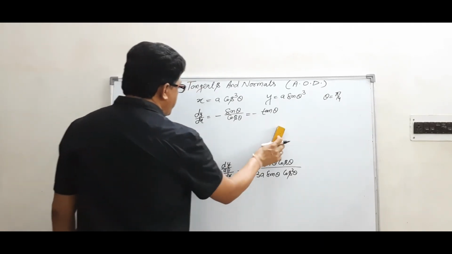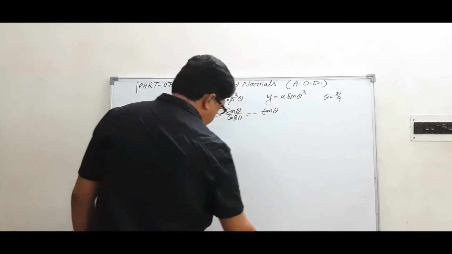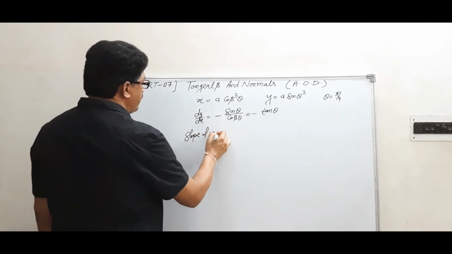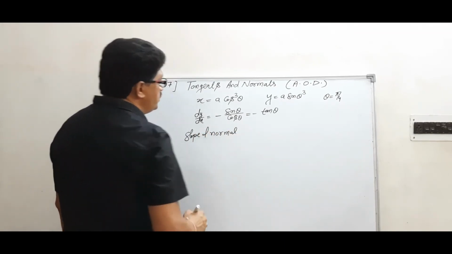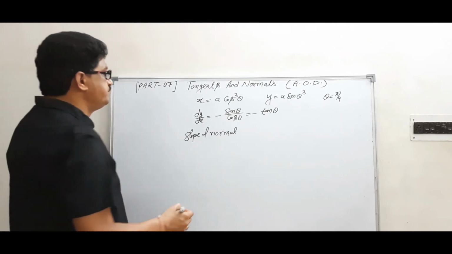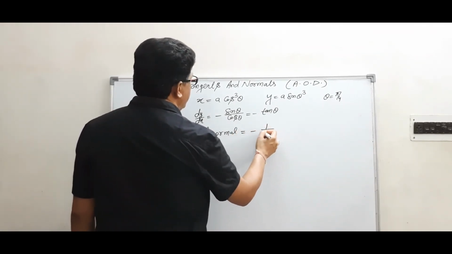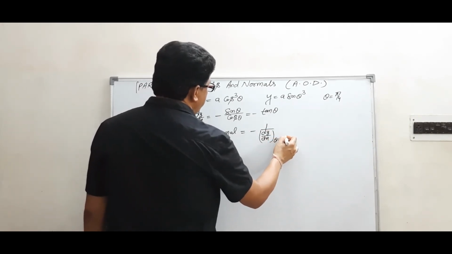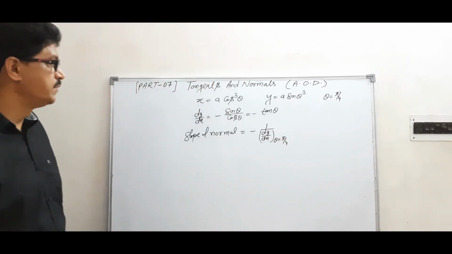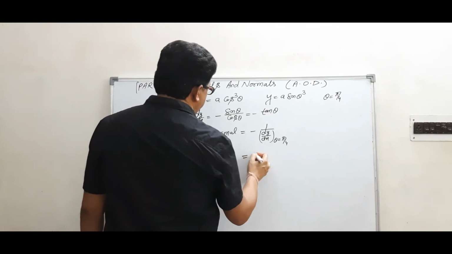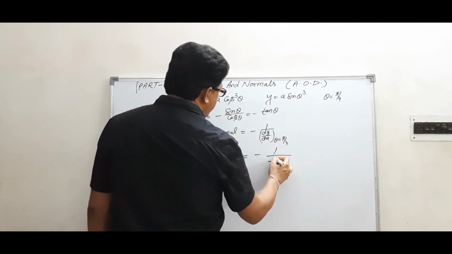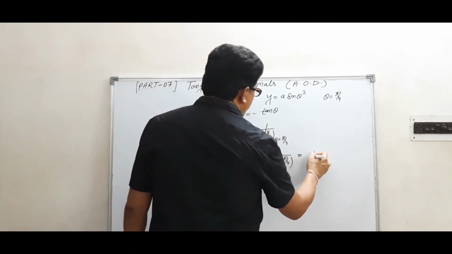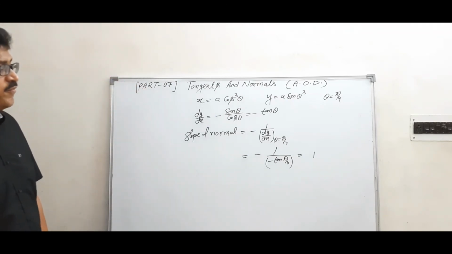And theta is pi by 4. So you have to find the slope of normal. Slope of normal is minus 1 upon dy by dx at theta pi by 4. So the value is minus 1 upon minus tan pi by 4, which is 1. So slope of normal is 1.